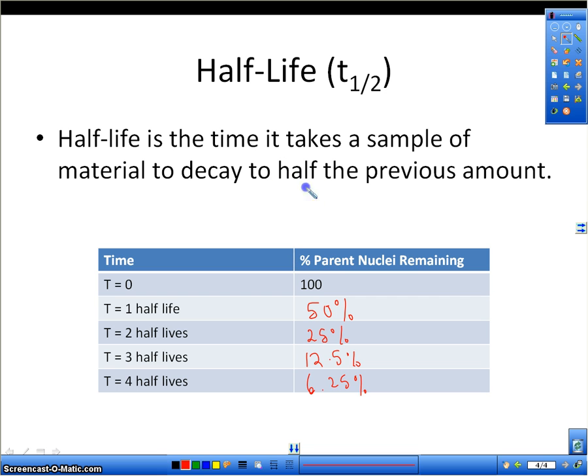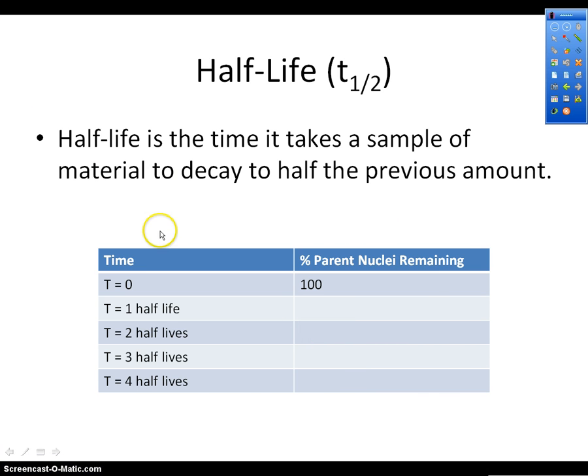So if we were to plot that, we would say at time 0 we had 100%. At 1 half-life, you're at 50%. At 2 half-lives, you're at half of that, 25%. At 3 half-lives, you're at half of that, 12.5%. 4 half-lives, you're at half of that. So you can see that it doesn't go down at a constant rate, but decays down exponentially.